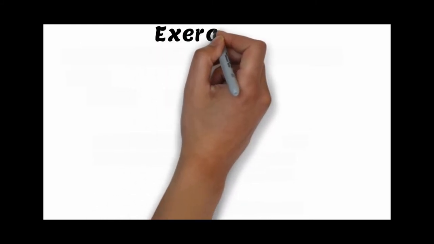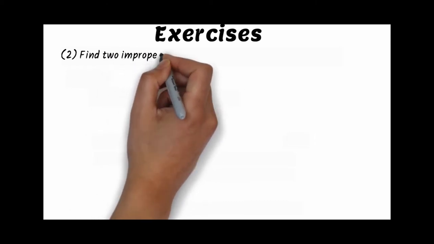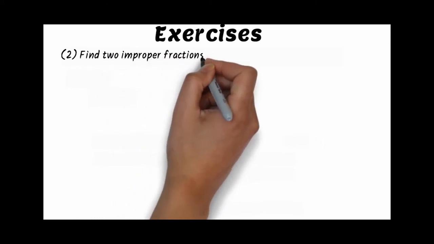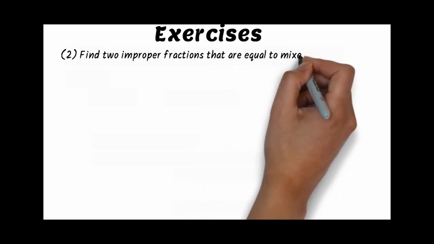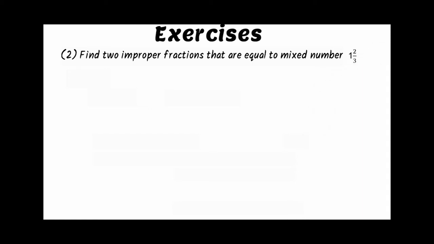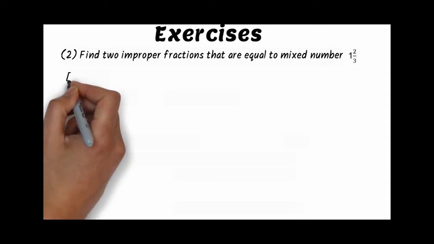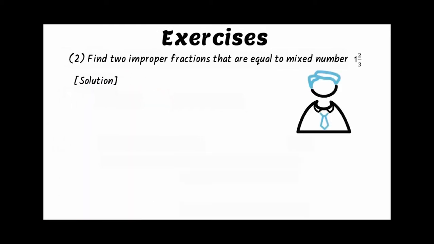Let's move on to our second exercise problem. In our second problem, we're going to find two improper fractions, where both of them are going to equal a given mixed number. Okay? And that given mixed number is 1 2/3. Now in solving this problem, the very first step we're going to do is convert the mixed number into an improper fraction. And then from the improper fraction, we're going to find two equivalents of it.